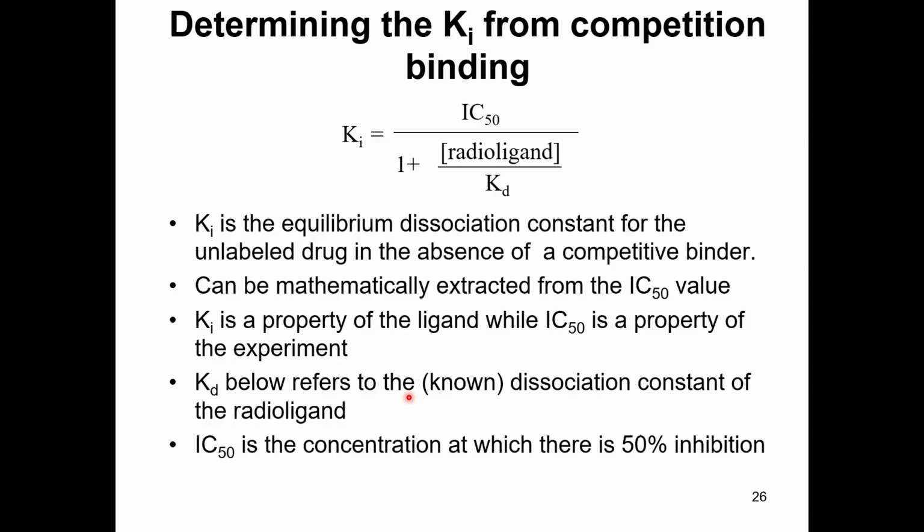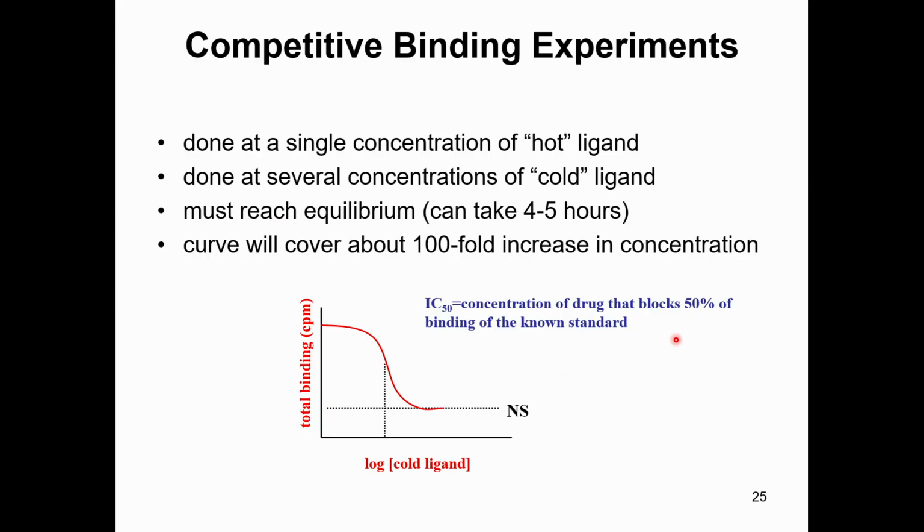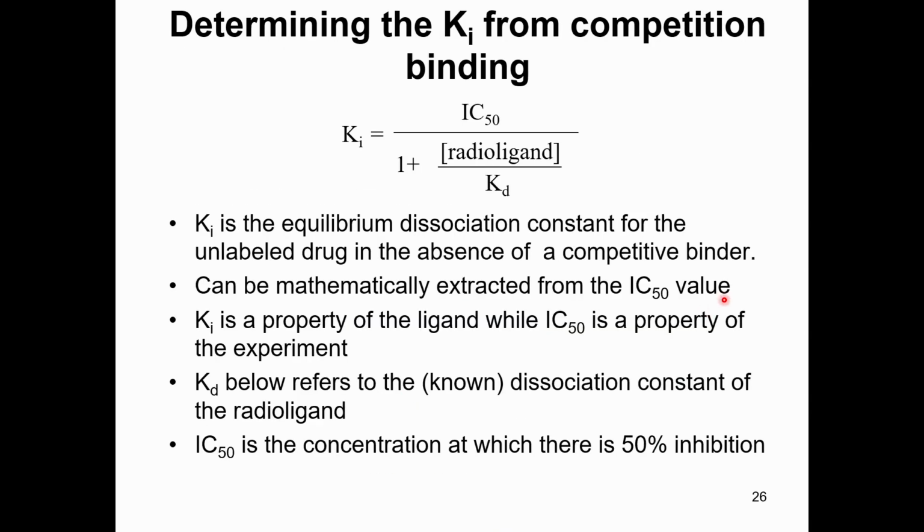And here is an equation that will not appear on the exam. It's the only one that I talked about that might not appear on the exam, but it gives you an idea. Here's that IC50, which we just talked about, the concentration of drug that blocks 50%. It's a concentration that gives you 50% competition here. And you can develop through this equation something called Ki, but basically, you don't really need to. I'm not going to give you a problem to try to figure this kind of stuff out. But Ki is the dissociation constant for the unlabeled drug in the absence of a competitive binder. And so once you get that IC50 value, you can plug it into one of these equations and figure out what Ki is.